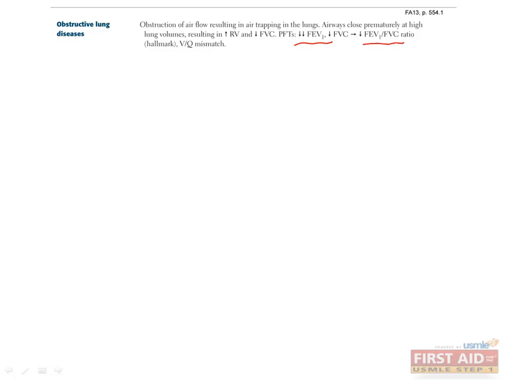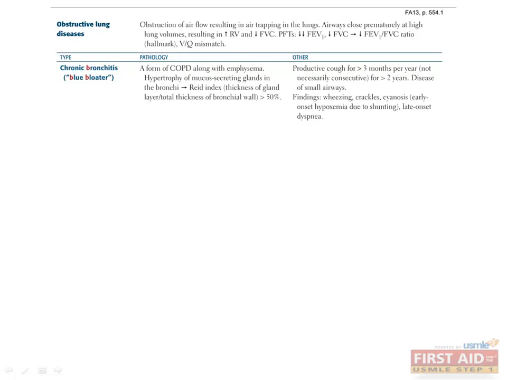of obstructive lung disease. Since these patients also have decreased ventilation due to a lower vital capacity, they have decreased ventilation and increased perfusion, or a VQ mismatch. So let's discuss COPD, asthma, and other forms of obstructive lung disease. Patients with chronic bronchitis can be thought of as blue bloaters. This is one of the most common types of COPD.